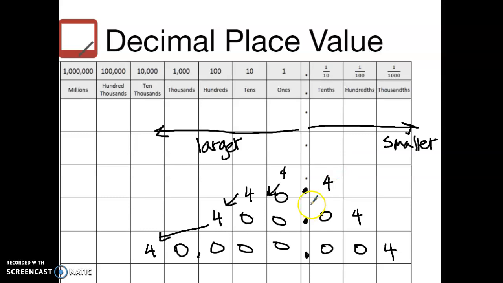So for part of your assignment, you're just going to practice putting numbers on the place value chart and recognizing and then putting them in order. So that's part of our assignment and what we're going to be doing with our place value. So for example, 4 tenths is greater than 4 hundredths, right? And 4 hundredths is greater than 4 thousandths. So that's another thing that we are going to practice.